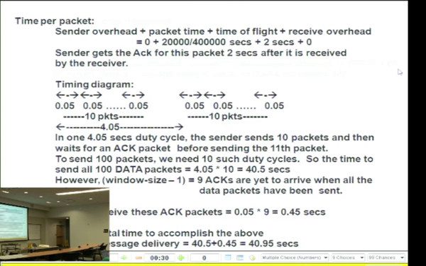And in every cycle, I send 10 packets and wait for an acknowledgement, and so I can do this as soon as the first acknowledgement comes back. I can send the next train of 10 packets. As soon as the first acknowledgement for that train of 10 packets comes back, I can send the next train of 10 packets. So in other words, in one cycle of 4.05 seconds, I've sent successfully 10 packets. Okay, the next 4.05 seconds, I'll send the next 10 packets.